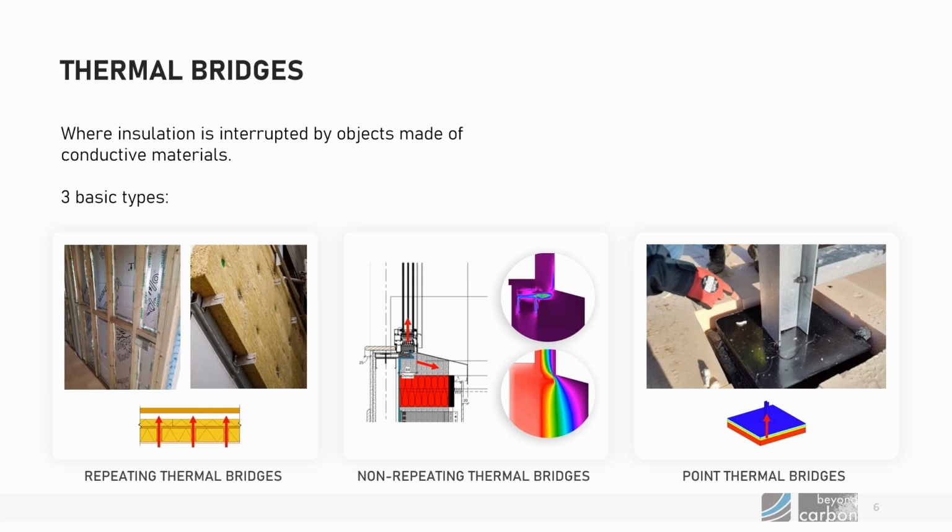Point thermal bridges might be more of a one-off feature, such as steel posts. You can see here that supports a plant screen or a balcony connector, or similar items typically require a significant structural member that connects through past the insulation and creates these point thermal bridges. So there are three basic types, and there is overlap between them.